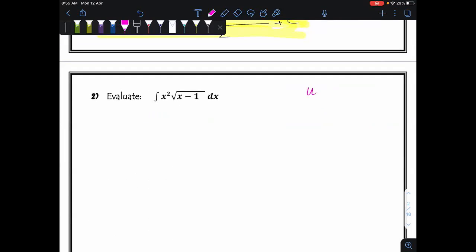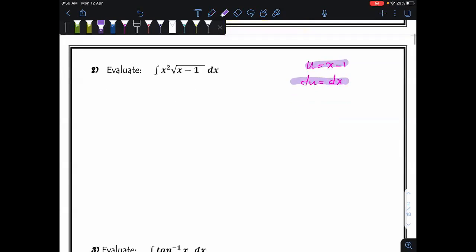Yes, we can. If we put u equal to x minus 1, the normal u substitution. So the du, the derivative, is what? dx. The du equals dx. And we can here find x equal u plus 1. Okay, and substitute in the question. The integral of u plus 1 squared.